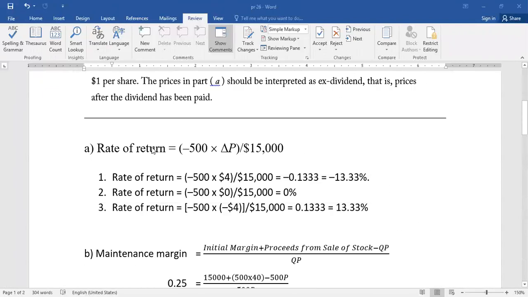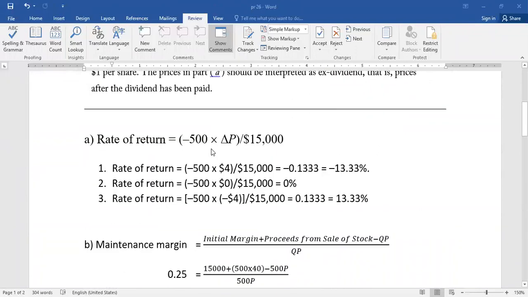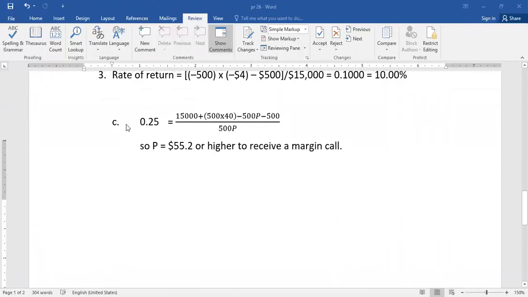Okay, that is what is given in part B. The maintenance margin is 25%. Okay, this is part B, of course. So it's 25%, which is 0.25. By cross multiplication, I cross multiply to get the price. It's $55.2 or higher to receive a margin call. So when the price of Intel reaches $55.2 or higher, I will get a margin call from my broker.